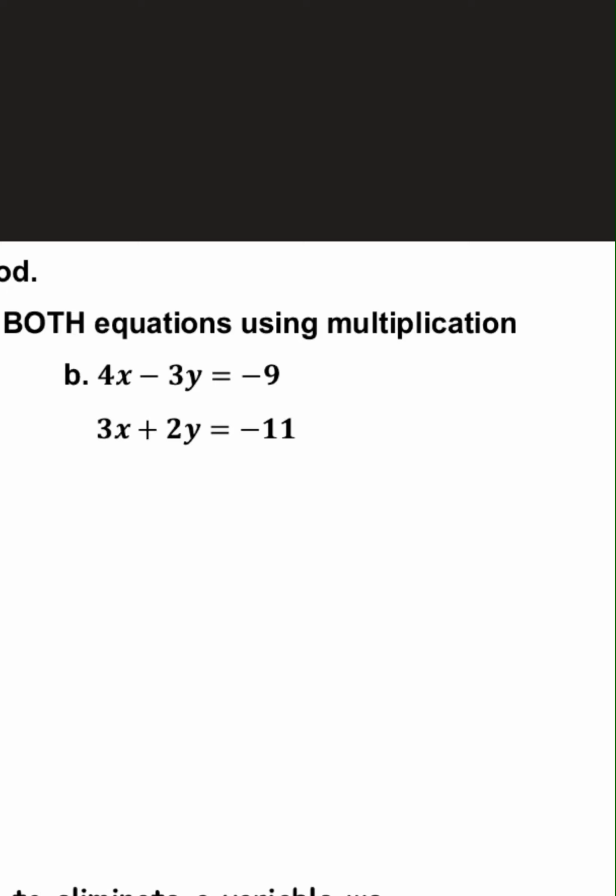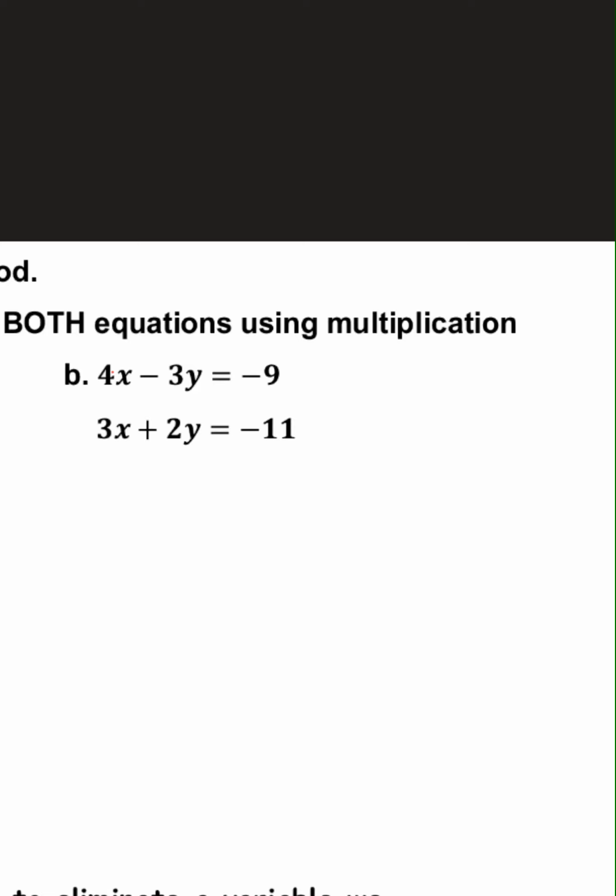Okay, on to the next example, letter B. So if I were to try and add these two equations together, 4 plus 3 would give me 7, negative 3 and 2 would give me negative 1. Those still don't cancel. I can't multiply 4 to be 3 or 3 to be 4. I can't multiply 3 to be 2 or 2 to be 3. So I have to manipulate both equations.